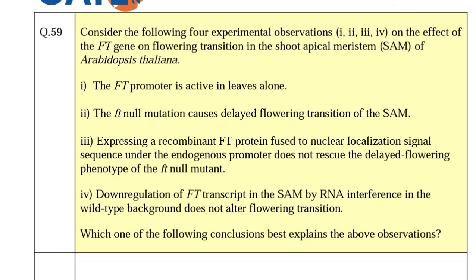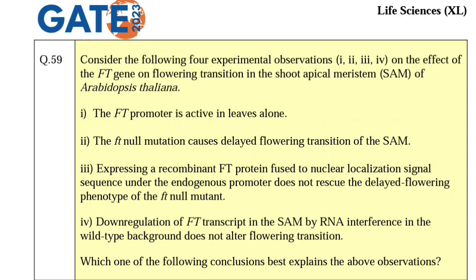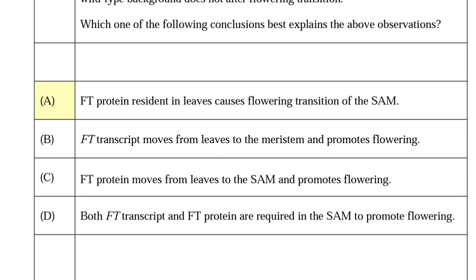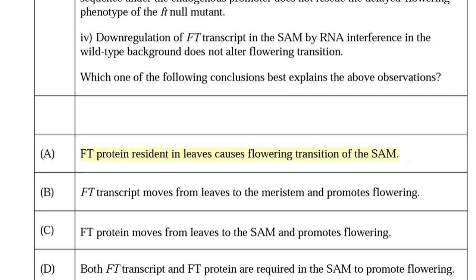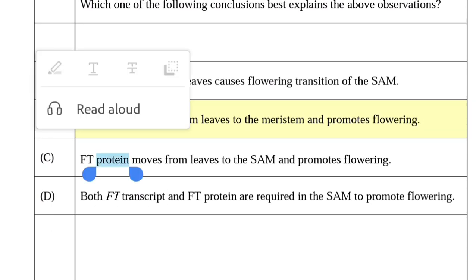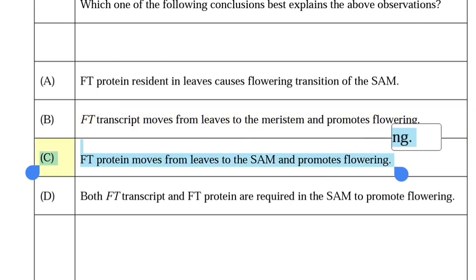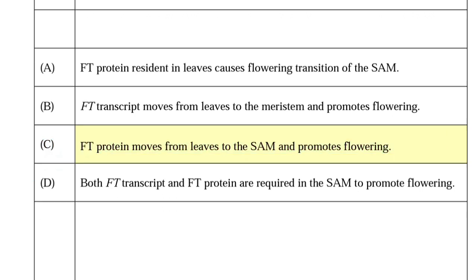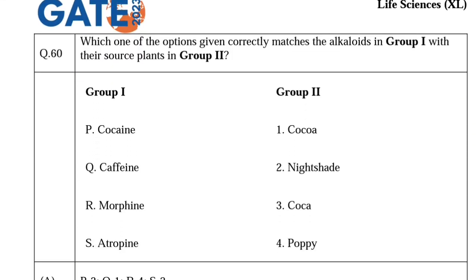Downregulation of FT transcript in the SAM by RNA interference in the wild-type background does not alter flowering transition. Which one of the following conclusions best explains the above observations? A. FT protein resident in leaves causes flowering transition of the SAM. B. FT transcript moves from leaves to the meristem and promotes flowering. C. FT protein moves from leaves to the SAM and promotes flowering. D. Both FT transcript and FT protein are required in the SAM to promote flowering.